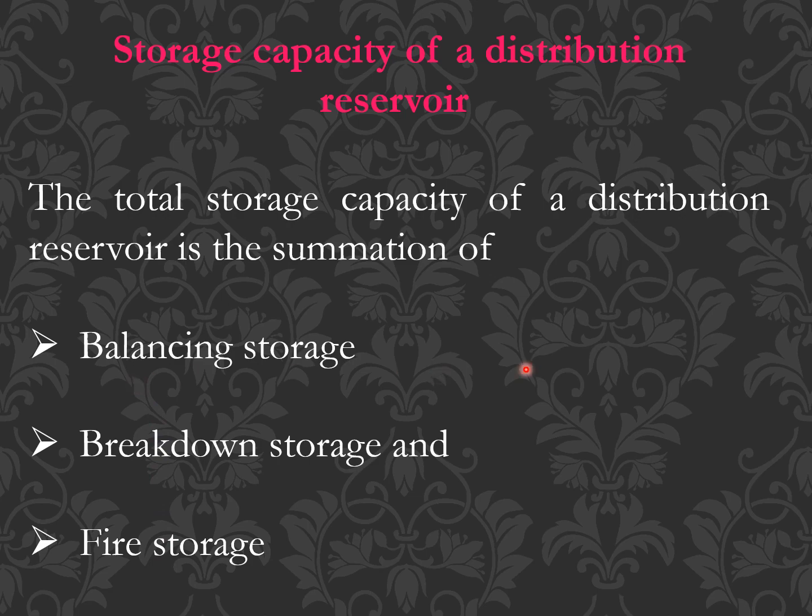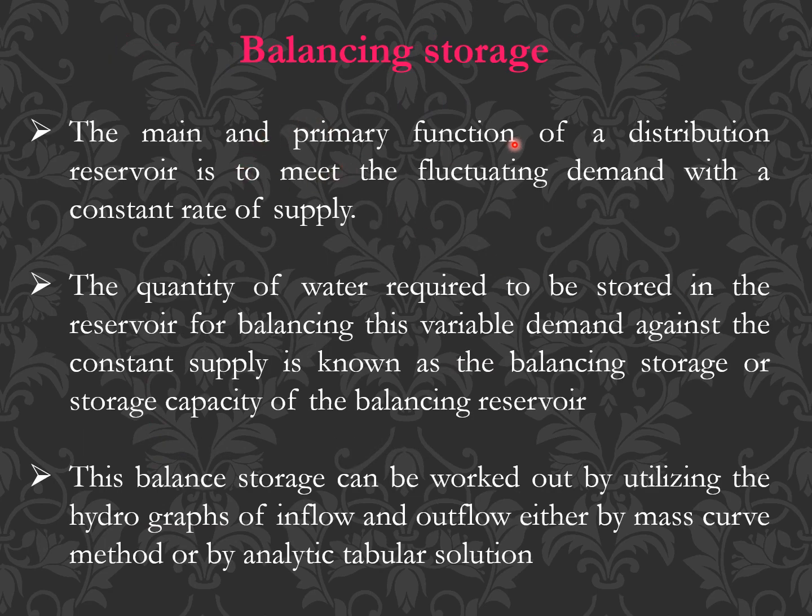Okay. So balancing storage அப்படின்னா, the primary function of a distribution reservoir is to meet the fluctuating demand with the constant rate of supply. Okay. So the primary function, balancing storage order first function என்னன்னா, it satisfies the demand. Fluctuating demand அப்படின்றது, every day the demand should not be same. Okay, it should differ based upon the need. Okay, so that should be satisfied.